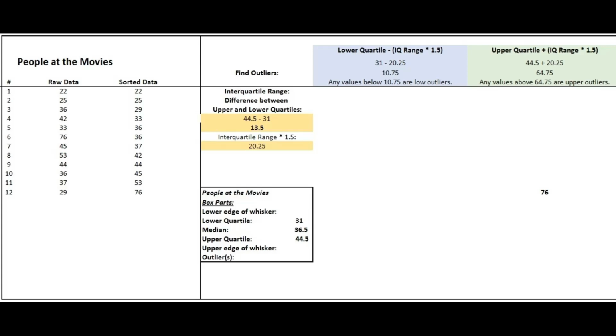So maybe this was an action movie, maybe it was a Marvel comic movie or something like that, and you wouldn't expect to see a 76-year-old there, but hey, you can be young at heart at any age.